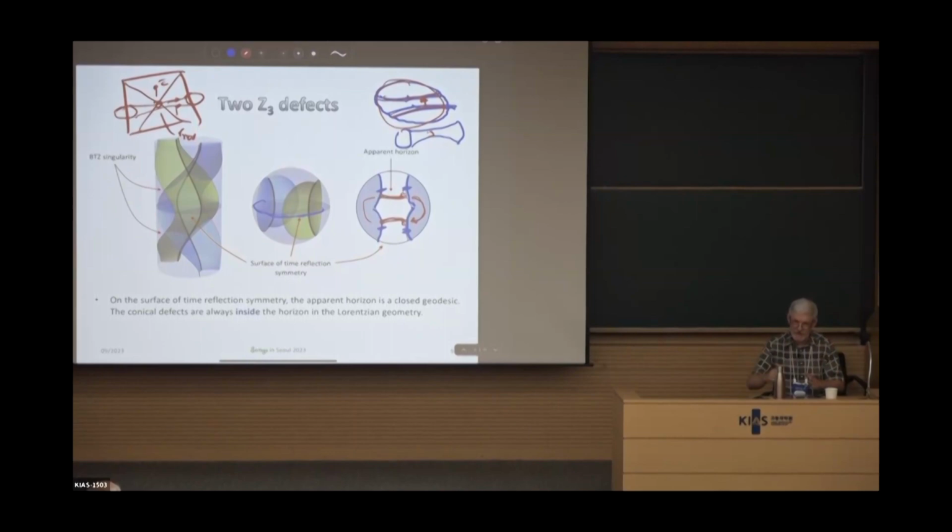So basically what's happening is that you start off with two defects in the past that emerge from some past singularity. They reach some maximum separation, and then they collapse back into a future singularity. And this is saying that even at the surface where they're maximally separated from one another in Lorentz signature, they're still inside the horizon.